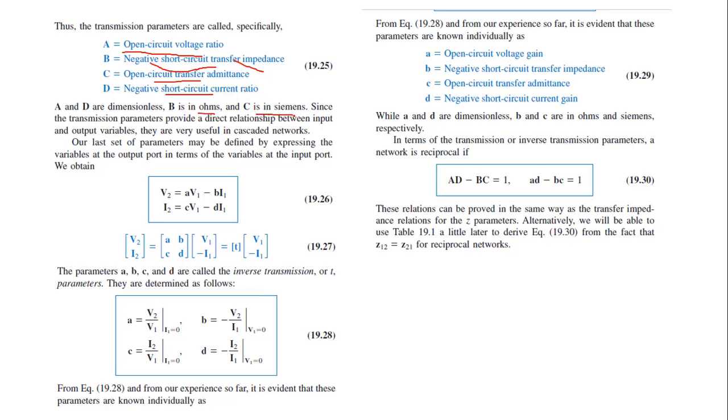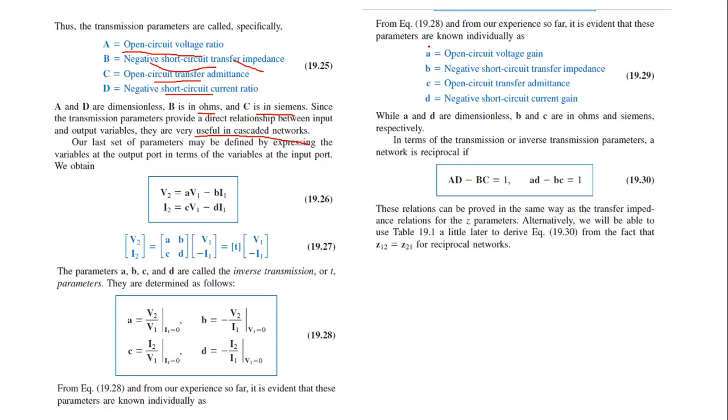Since the transmission parameters provide a direct relationship between input and output variables, they are very useful in cascaded networks. Okay, so transmission parameters are used to relate the input variables with the output variables. Input variables are V1, I1. We are going to express V1 and I1 in terms of V2, I2.